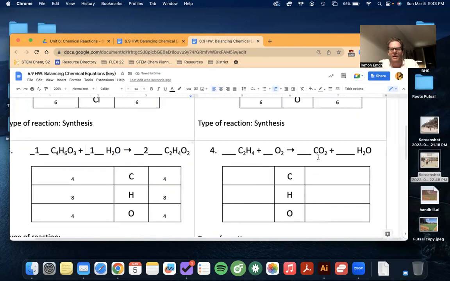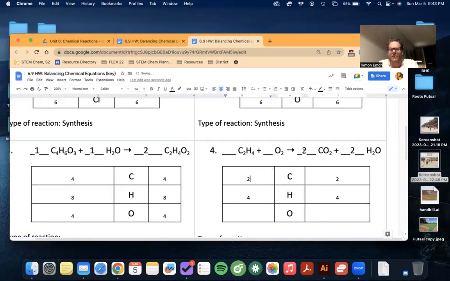Ooh, a hydrocarbon again. So I look at the carbons. I'm going to put a 2 out in front of this one. And then I look at my hydrogens, H4. That means I need to put a 2 out in front of this one because 2 times 2 equals 4. And my carbons have 2 on each side.